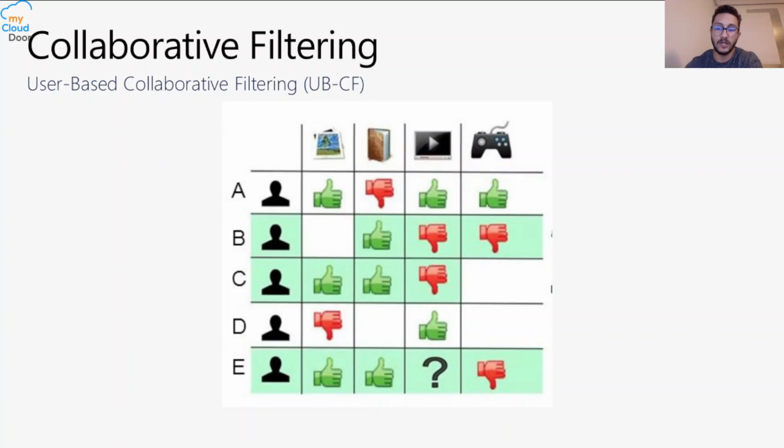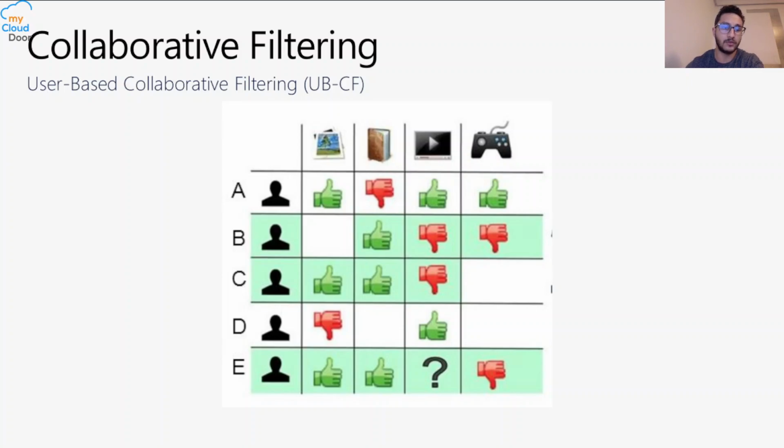So the user-based collaborative filtering uses that logic and recommends items by finding similar users to the active user, like to whom we are trying to recommend a movie to. And this is explained by this table here. So let's take the target user E, and we will try to determine if he will like this item, which is I think a TV, will like it or not.